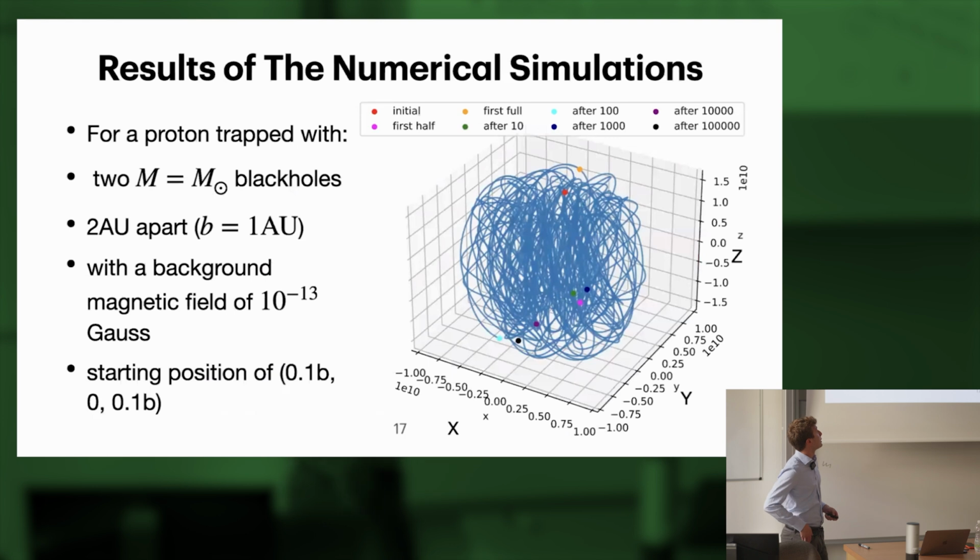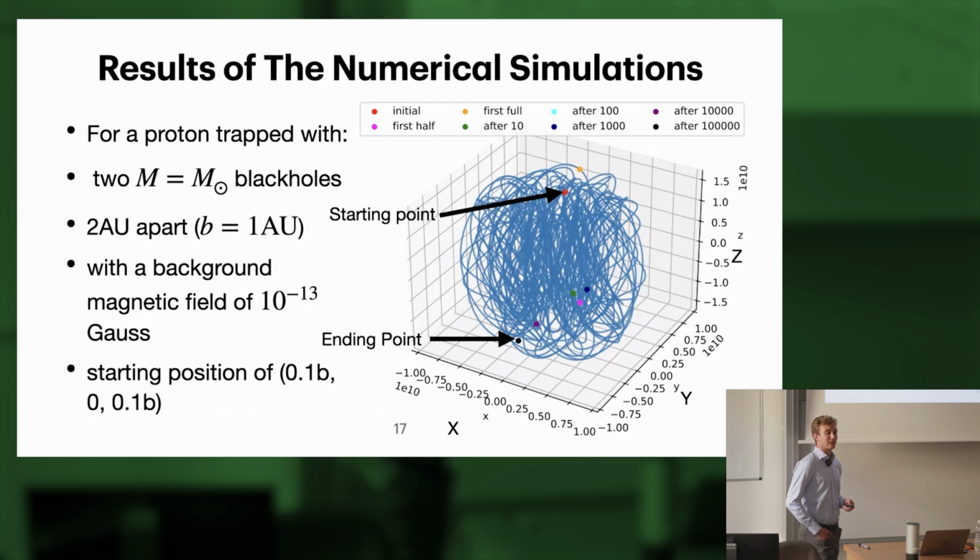So what do the numerical simulations tell us? This is the resulting trajectory of a proton trapped between two 1 solar mass black holes, 2 AU apart, with a magnetic field of 10^-13 Gauss, starting from 10% of an AU in the X direction and 10% of an AU in the Z direction. This plot may not make too much sense, but the only thing you have to take away is that the starting point is in the sphere, and the ending point is also within the sphere, which means the particle has had a stable trajectory and stayed within a radius of about 10% of the orbital radius.